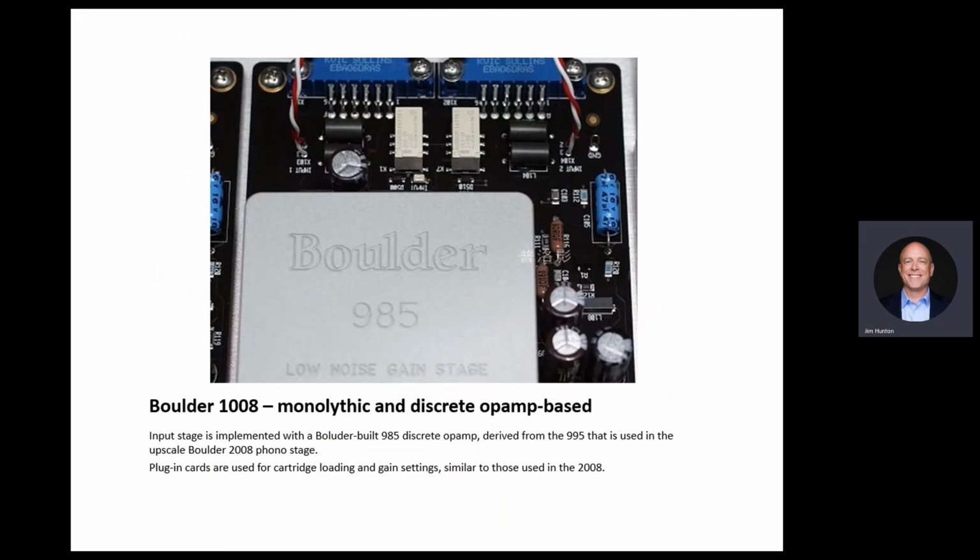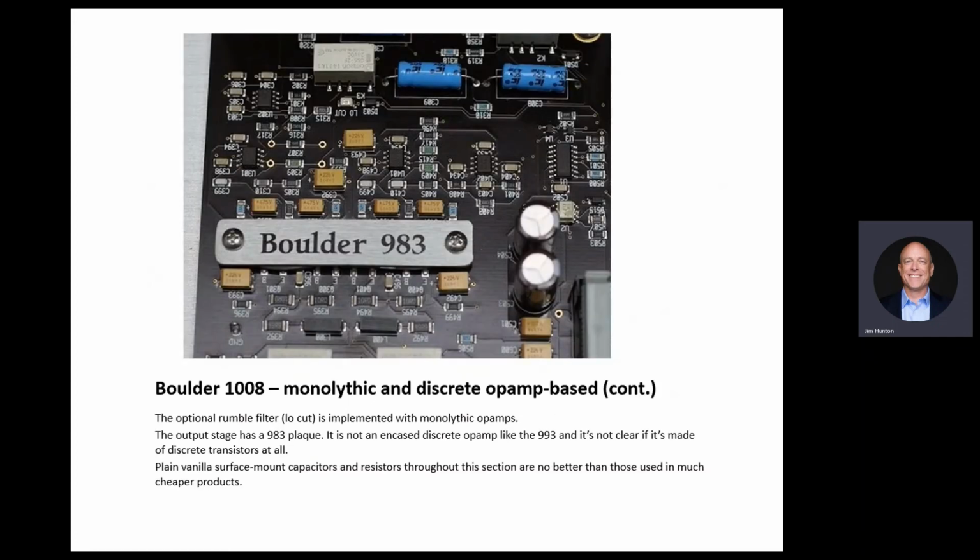This is the 1008. 1008 is a lower version of the 2008. So the 1008 still has the loading cards. You can see the blue things in there. When you say lower version, you mean less expensive? Less expensive. Thank you. And you can tell, we'll show in a second. So basically 985 is their lower cost version of the 995. How much can you save? I'm not sure, because it's still a discrete op amp. So this looks actually fairly decent for an input stage. However, there got to be some cost cutting.